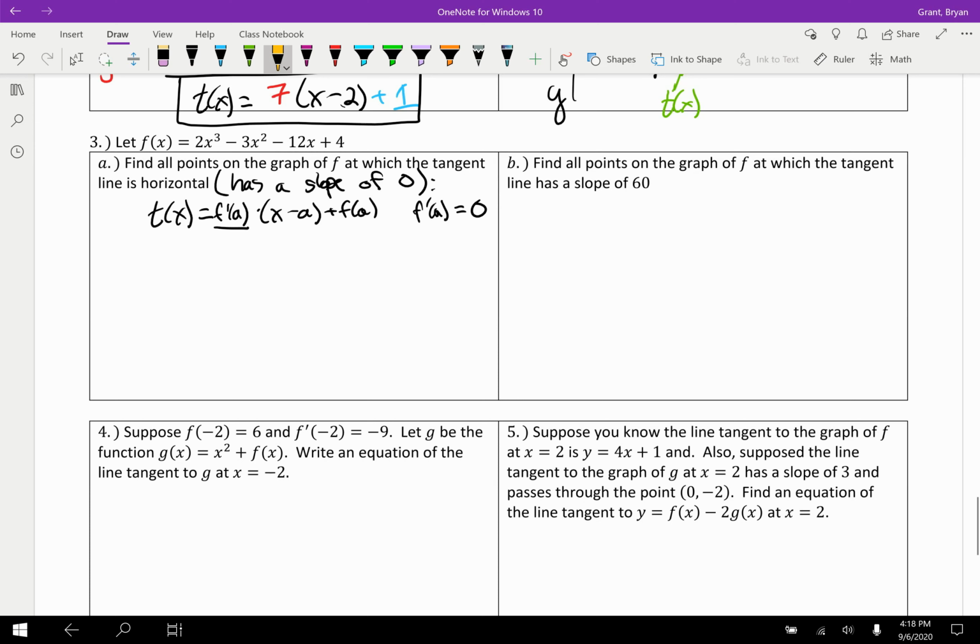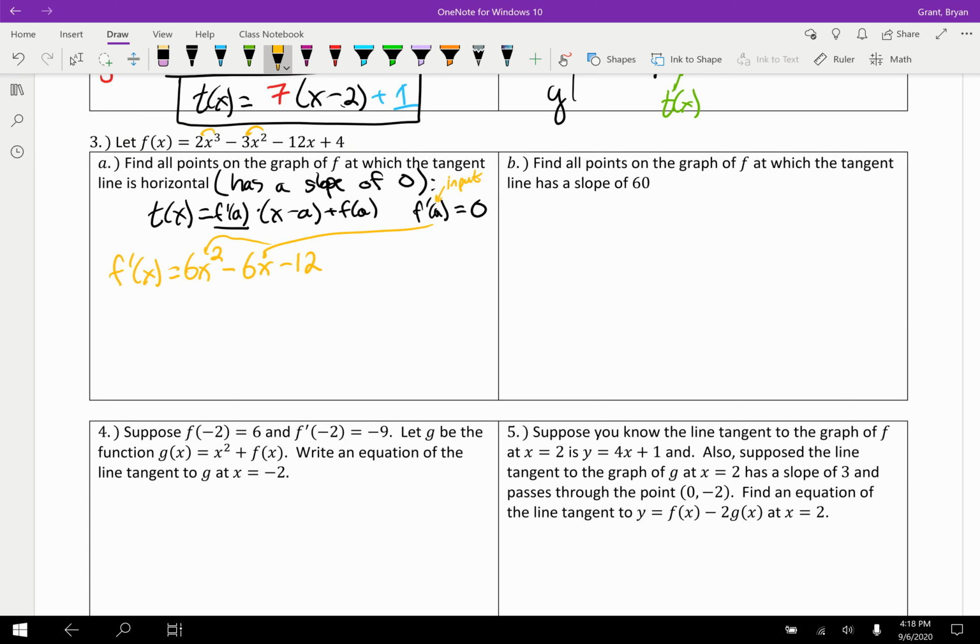And I think maybe this will be more clear if we actually put some numbers into it. So here's f of x. Let's go ahead and find f prime of x. This is going to be, let's see, 3 times 2, that's 6x squared. 2 times 3, that's minus 6x. Minus 12x, so minus 12, and 4 just becomes 0. We want to know what input, right? A is our input, and our inputs, of course, over here are our x's.